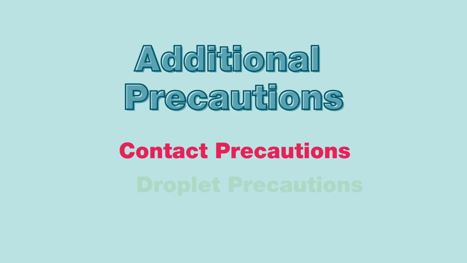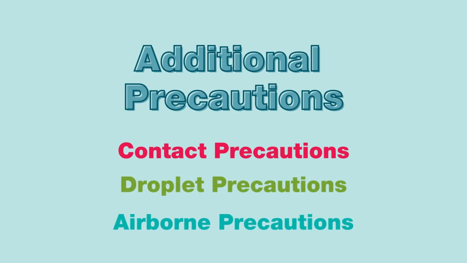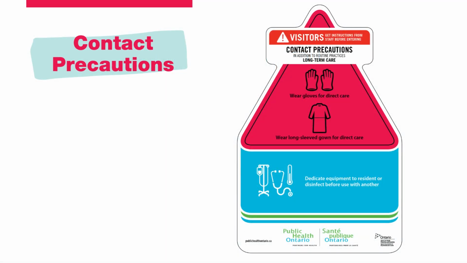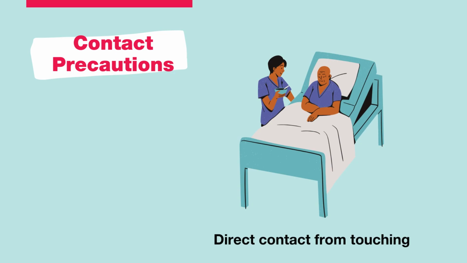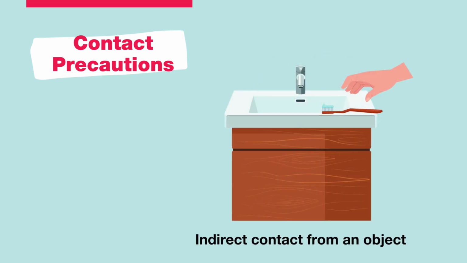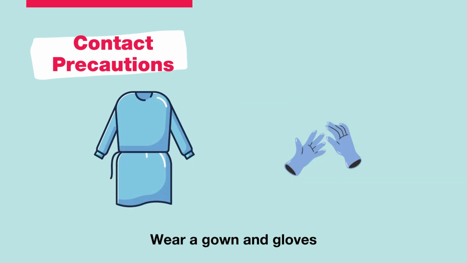There are 3 categories of additional precautions based on how germs are spread or transmitted. The first category is contact precautions. Germs can be passed either through direct contact from touching a person or indirect contact from a contaminated object. For contact precautions, it is recommended that you wear a gown and gloves.